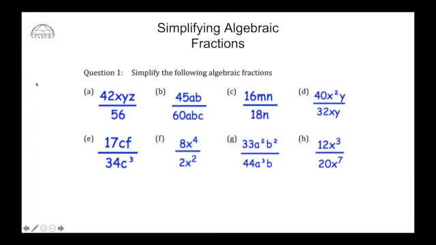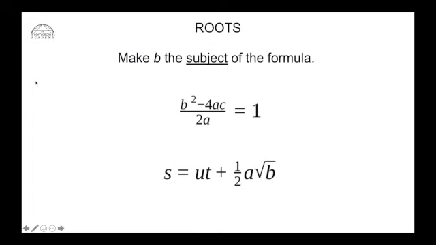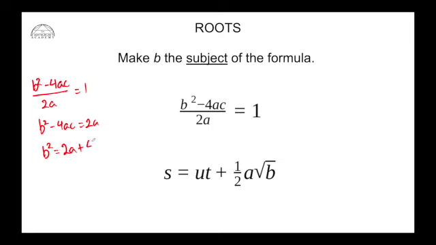B squared, no, crap. I'll just do it over real quick. B squared, and that's a good question, sir. Minus 4AC all over 2A is equal to 1. B squared minus 4AC is equal to 2A. B squared is equal to 2A plus 4AC.